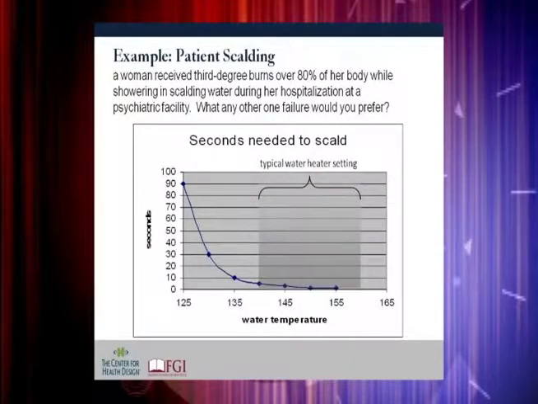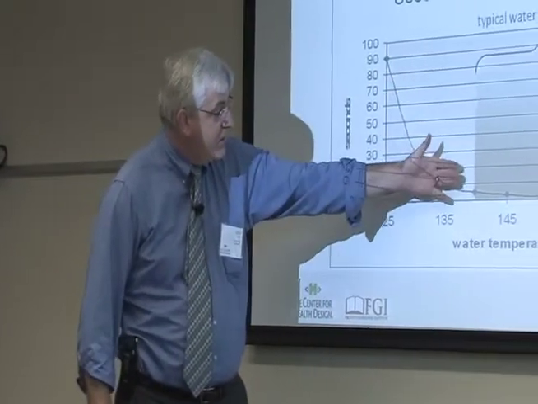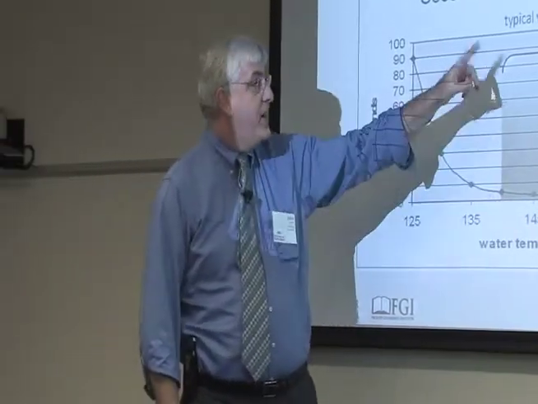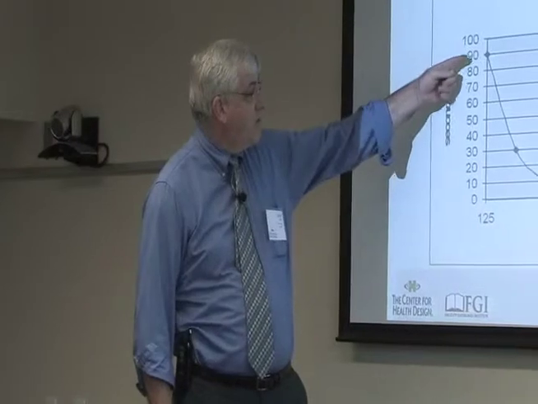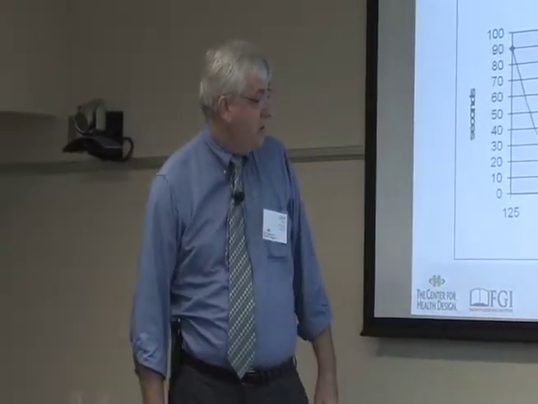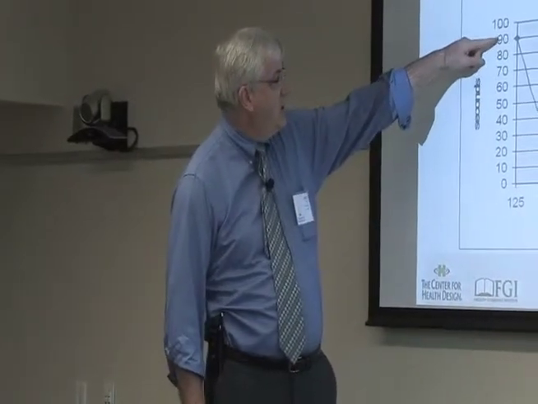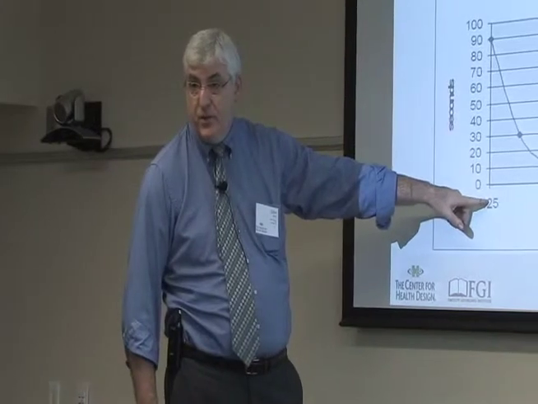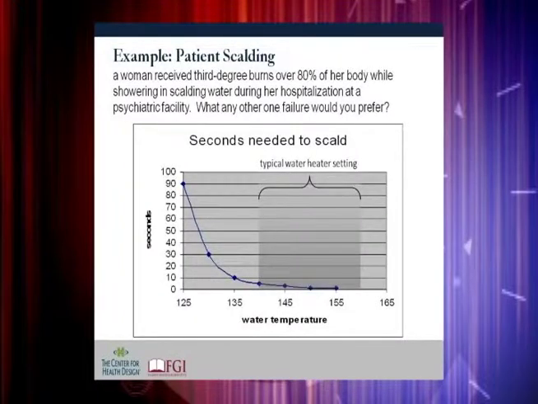Okay, so a woman is scalded with third-degree burns over 80% of her body, and she passes away. Since some of you may not be familiar with scalding, the issue is that normal water temperatures are set, or water heaters are set between 140 and 160 degrees. And here's the number of seconds in order to get a third-degree burn from water. What you can see is that it takes a minute and a half at 125-degree water. When you get into the normal range, it's 5 seconds or less.